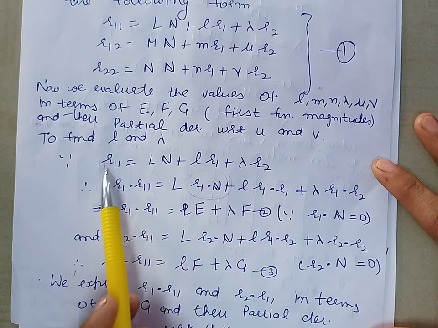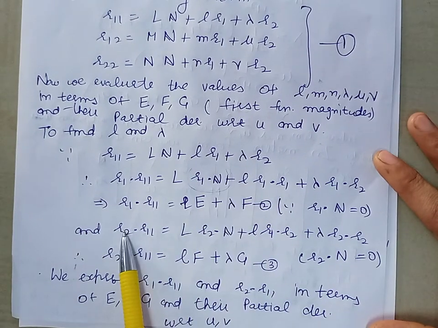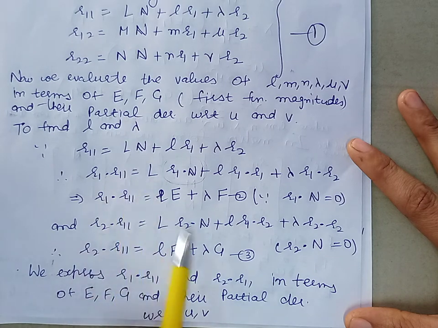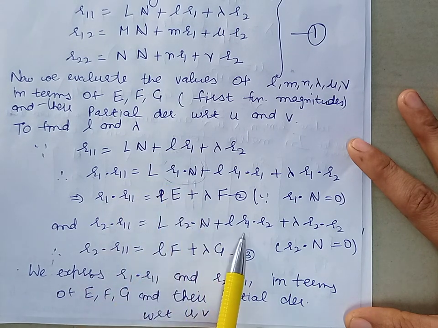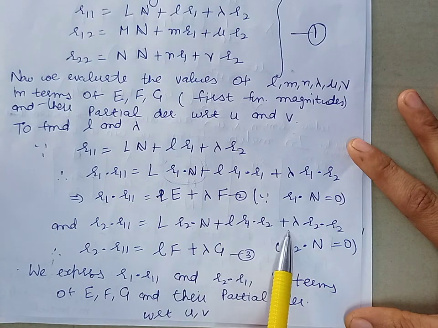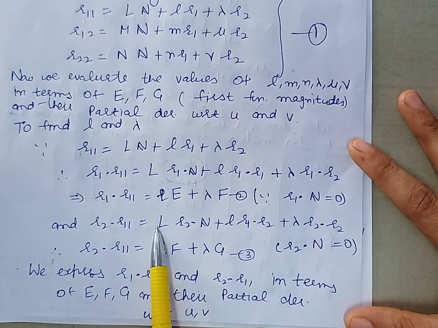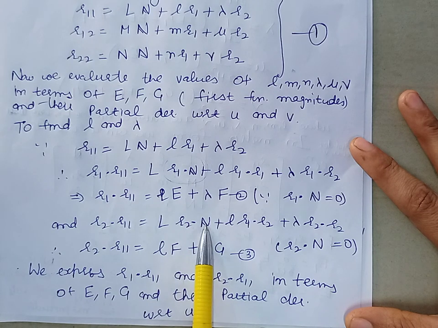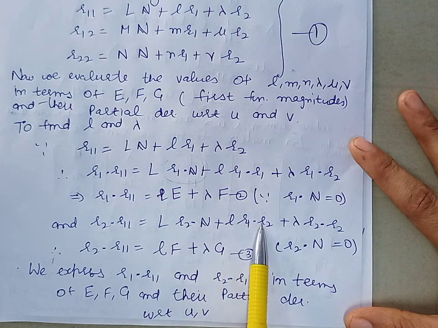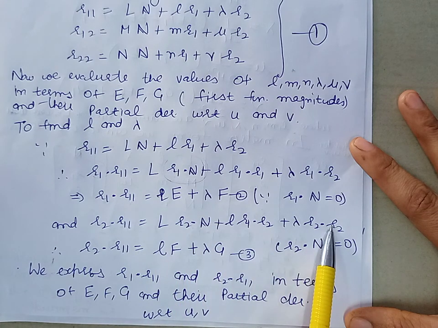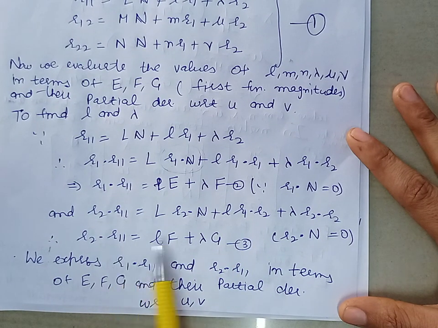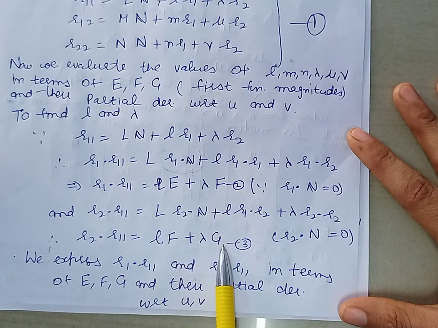Now taking dot product of this equation with r2 on both sides, this will become r2 dot r11, this will become L into r2 dot n plus L into r1 dot r2 plus lambda into r2 dot r2. So from here again, because r2 is a tangential vector to the surface and n is the normal unit vector to the surface, r2 dot n will be 0 and r1 dot r2 is F, r2 dot r2 is G. So this equation becomes r2 dot r11 is equal to LF plus lambda G.